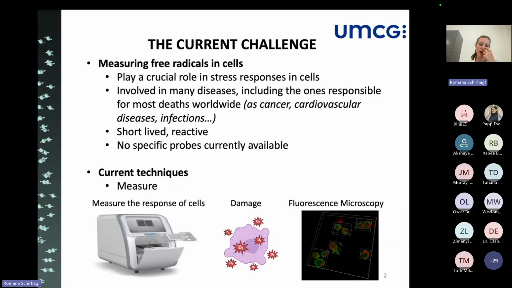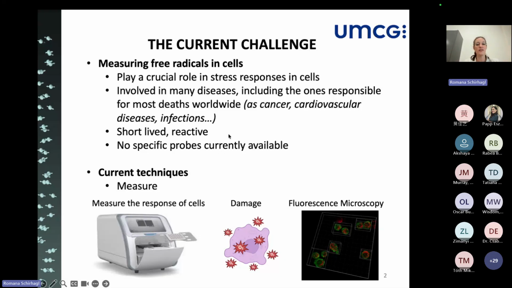So what is the challenge? Harsh already introduced a lot about radicals. Why are we interested in those? They play a key role in a lot of different processes in the cells. For example, cells use radicals to communicate with each other. If our immune system kills a bacterium or a virus, often radical generation plays a role. Radical generation also is important in a lot of different diseases, including cancer, cardiovascular diseases, infections. So it's very broadly applicable.